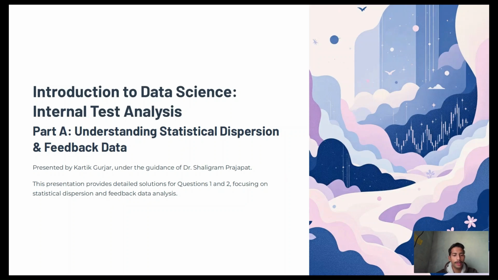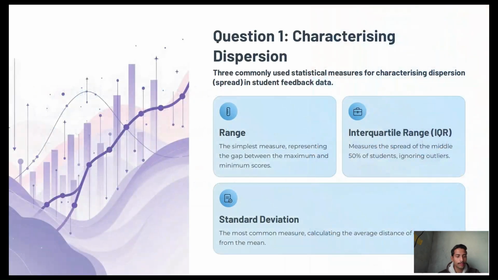Today I'm presenting our internal test analysis, which focuses on understanding statistical dispersion and feedback data. This presentation covers detailed solutions for questions 1 and 2, and it is submitted to Dr. Shaligram Prajapat sir. Moving on to the first slide. Characterizing dispersion. Let's start with question 1.